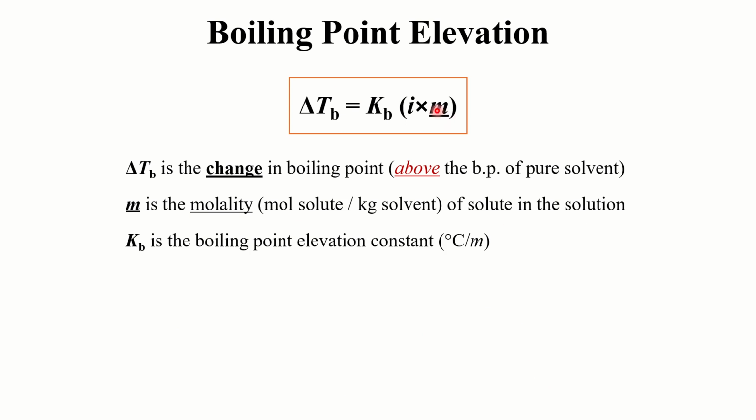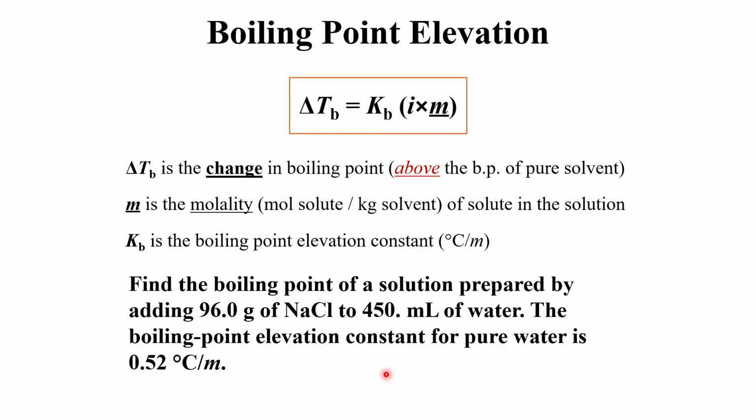All right, so the equation we use is this one, delta T_B. Delta T_B stands for the change in boiling point above the boiling point of the pure solvent. So these values should always be positive. It equals K_B times i times m. The i here, again, is the van 't Hoff factor. The lowercase m with the underline is molality. Remember, molality is moles solute over kilograms solvent. And that capital K_B is the boiling point elevation constant, which is typically in degrees Celsius per molal.